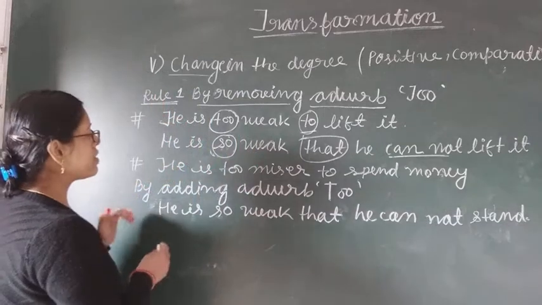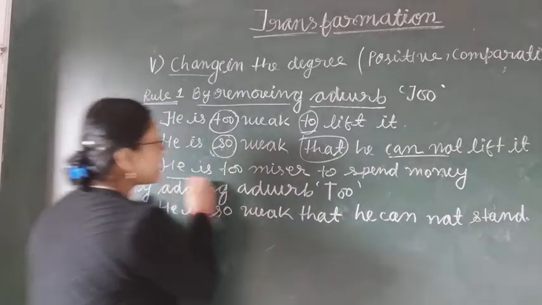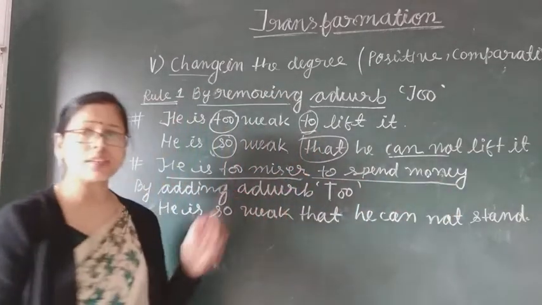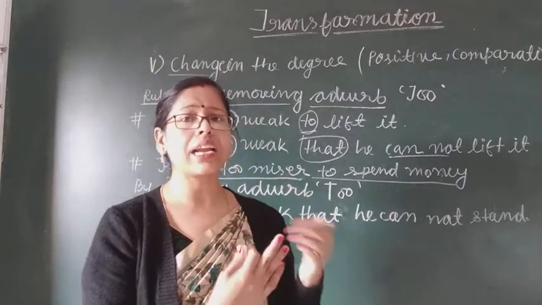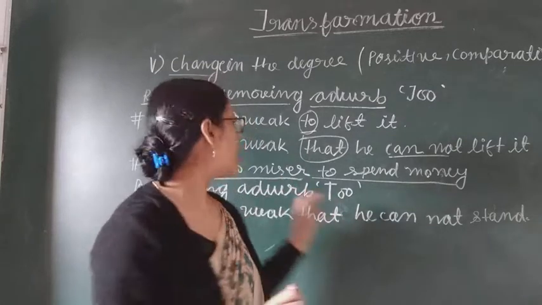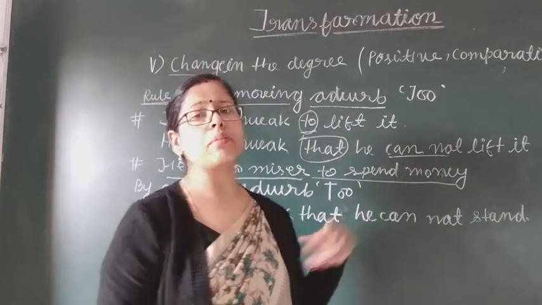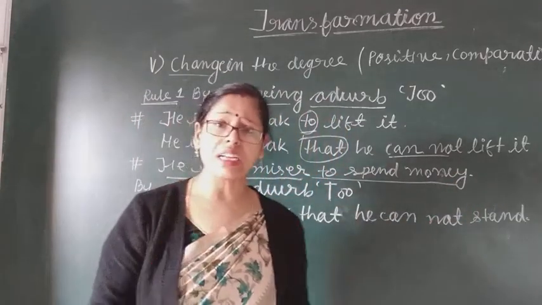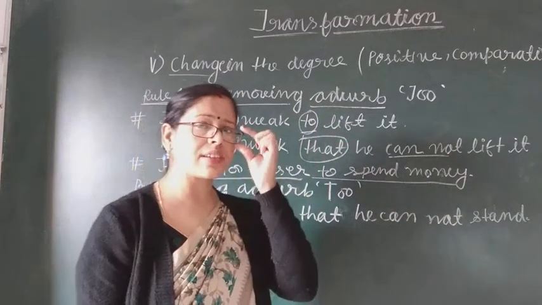Now, the next one. You can take another example: He is too miser to spend money. That means some person, he, is very much a miser. That is why it is written that he is too miser to spend money. What does it mean here? वह इतना कंजूस है कि वो कोई भी पैसा खर्च नहीं कर सकता.